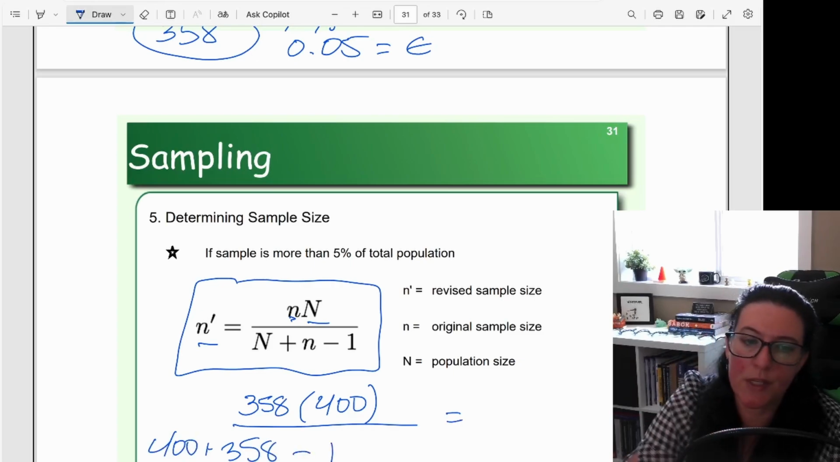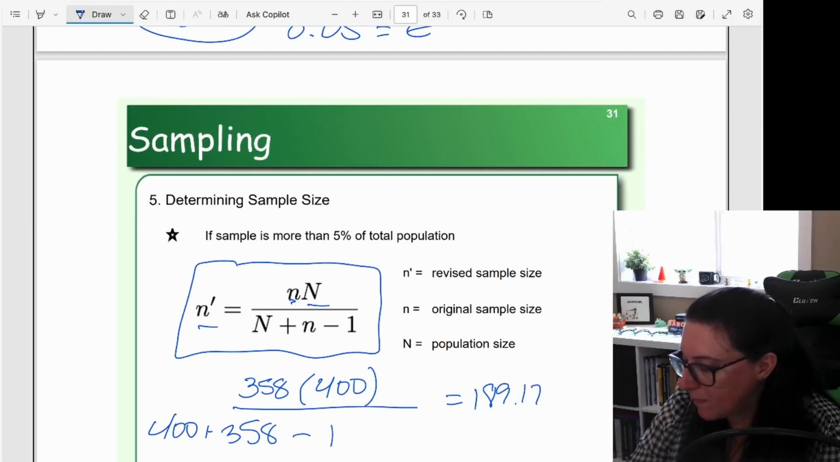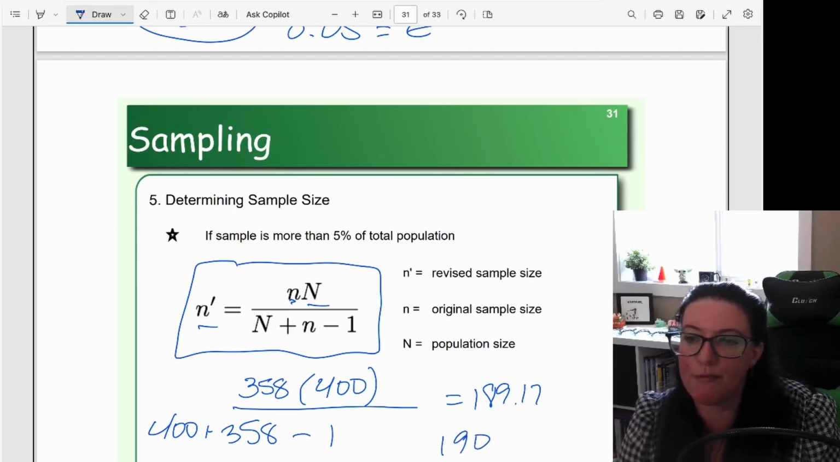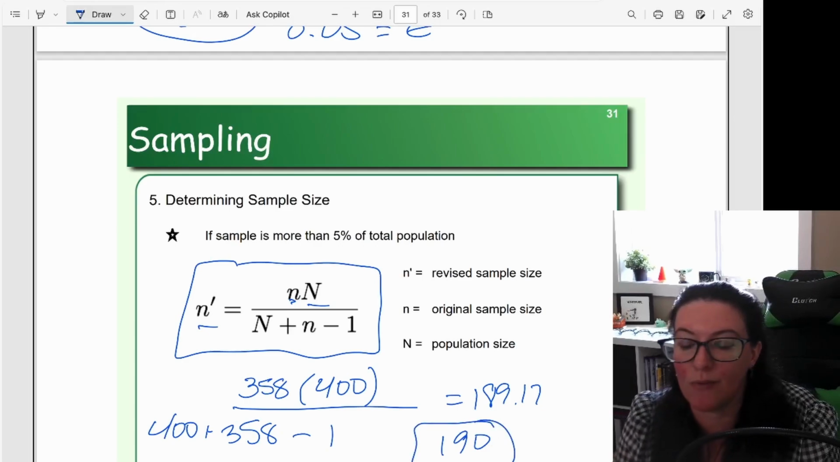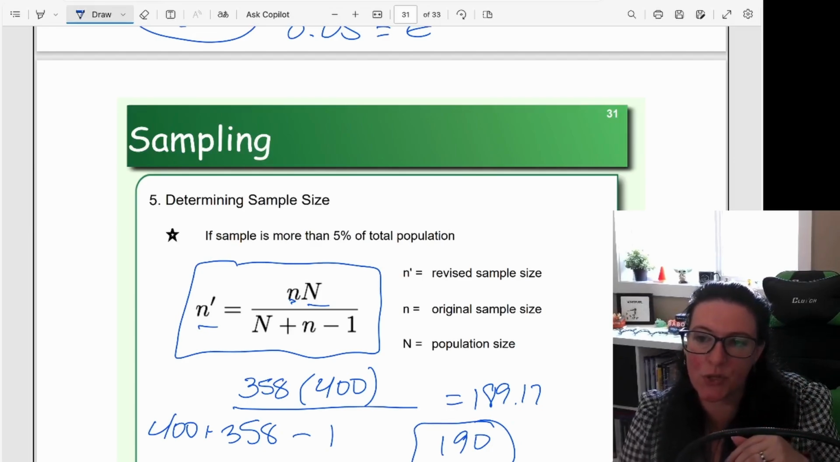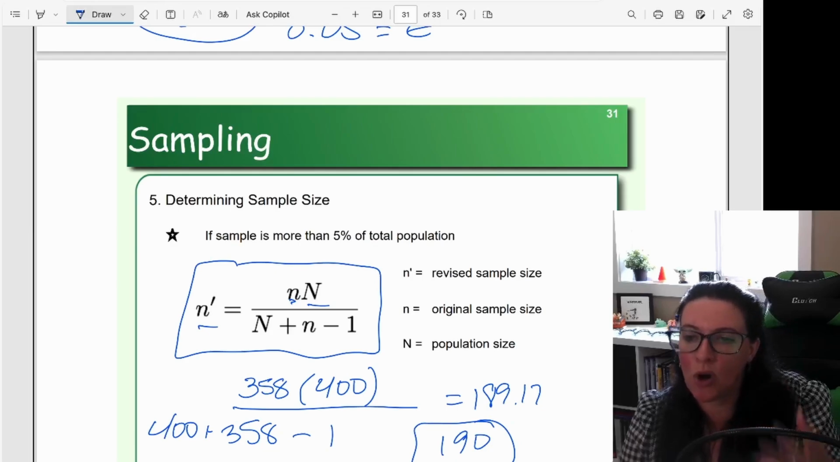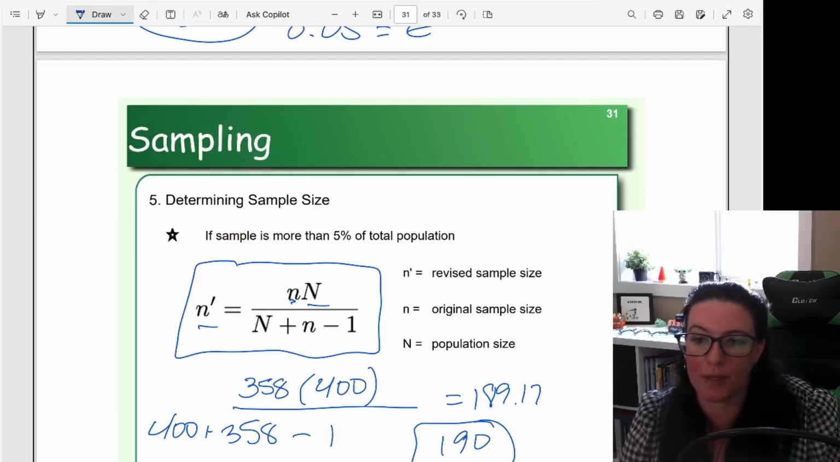And when we do this adjusted calculation, what we end up with is that we don't actually need a sample of 358 if the population is only 400. In fact, we can instead just get a sample size of 190. So the original sample size calculations took into consideration sampling error, variability, confidence, but they didn't take into consideration your sample size compared to the overall population size.